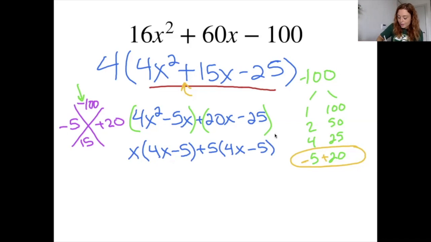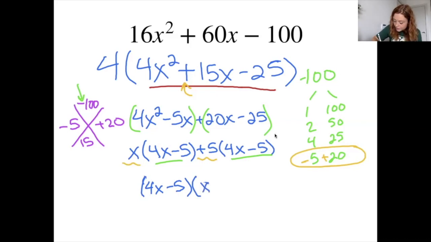Now I have a common binomial, and I'm going to drop that down one time: 4x minus 5. And then I'm going to take those GCFs and put them in their own factor, their own binomial. So x plus 5. Okay? But here's the catch. You can't just stop there.